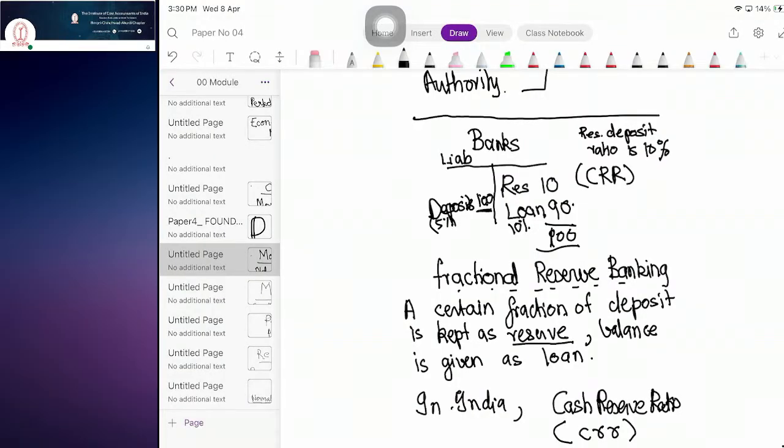Is the screen visible or no? Hello, are you able to hear me? Are you able to see the screen now? Is the iPad screen visible? Hello? No, no, no, no. Wait a minute. There is a problem.